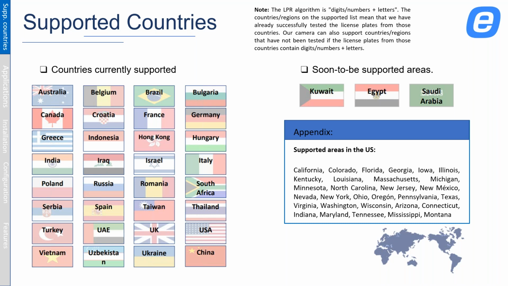A little note is the LPR algorithm is digits, numbers, and letters. The countries and regions on the supported list means that we have already successfully tested license plates from these countries. Our camera can also support countries and regions that have not been tested if the license plates from those countries contain digits, numbers, and letters.